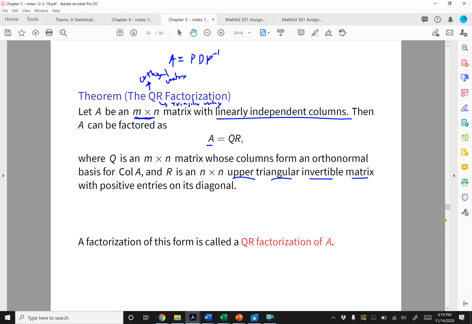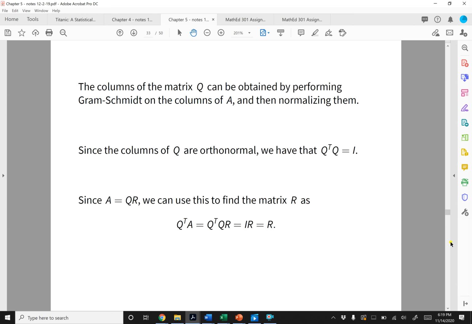So this will always happen. As long as you've got an m by n matrix with linearly independent columns, you can find Q and R so that Q is an orthogonal matrix, so it has orthonormal columns, and R is an upper triangular matrix, and the diagonal entries are positive. The columns of the matrix Q can be obtained by performing the Gram-Schmidt algorithm on the columns of A and then normalizing them. And since the columns of Q are orthonormal, we know that Q transpose times Q is the identity matrix, right? Q transpose is Q inverse for orthogonal matrices.